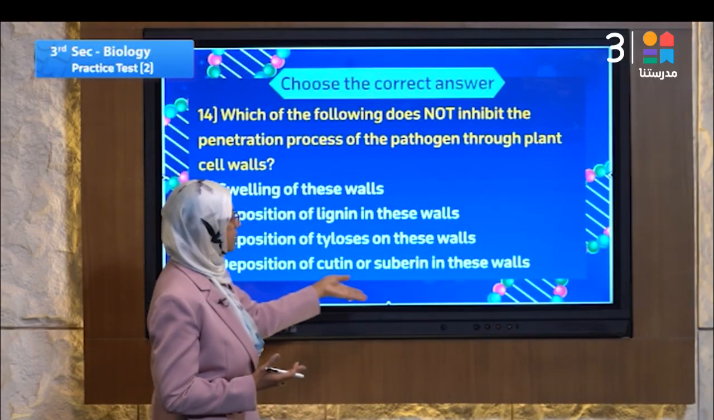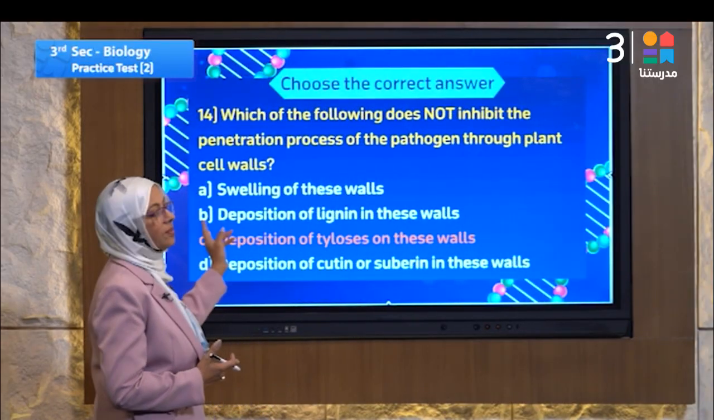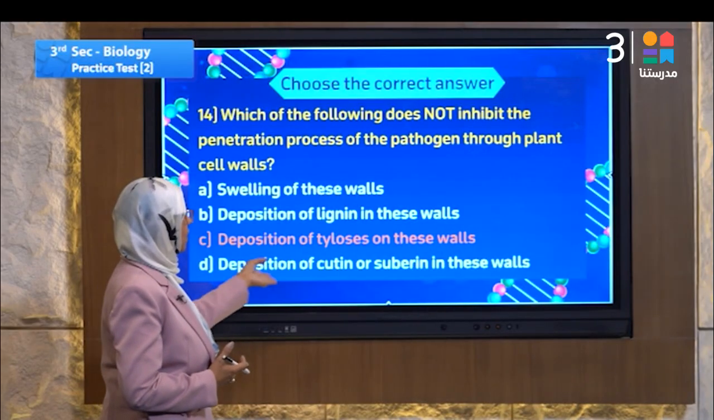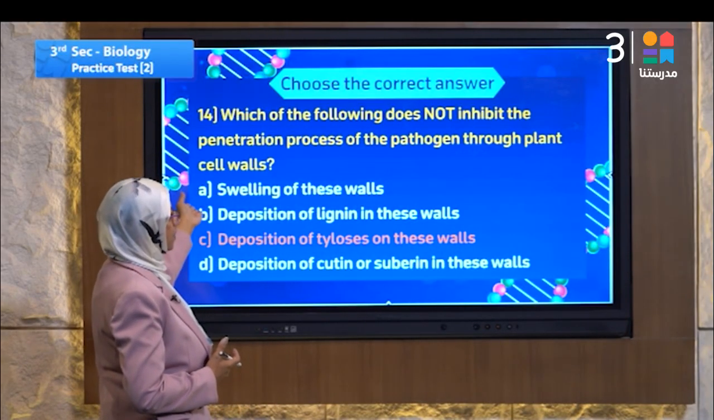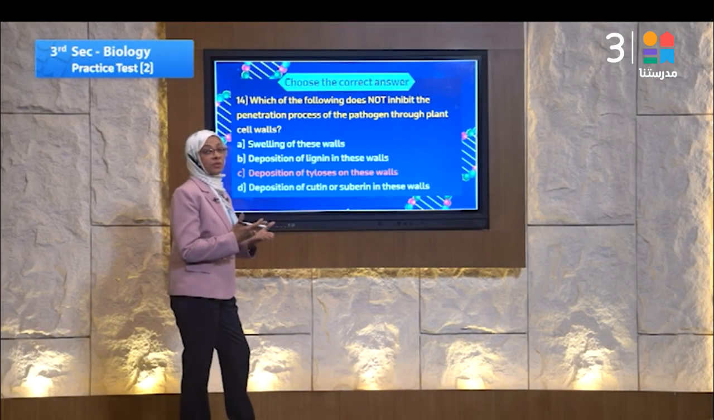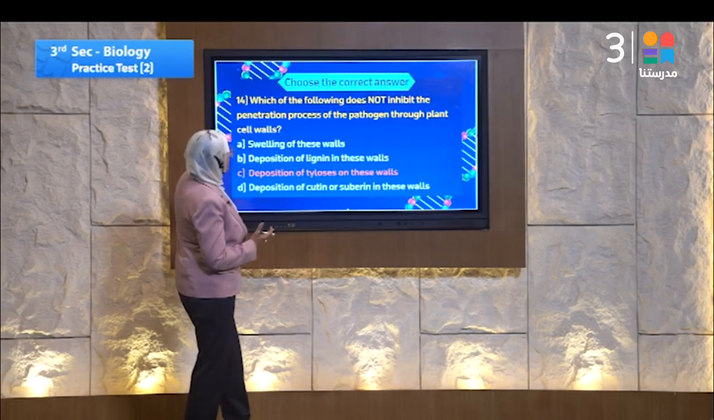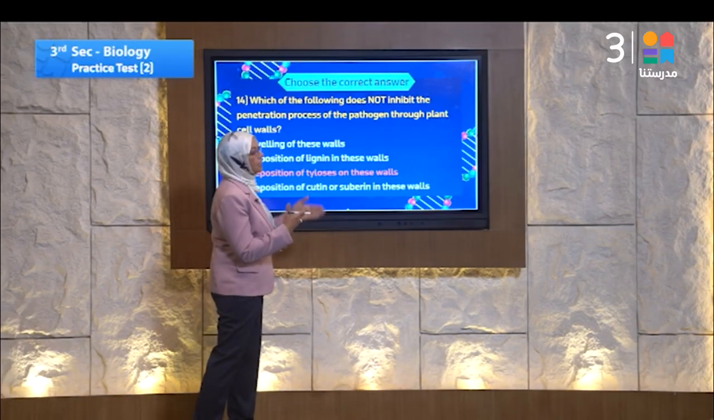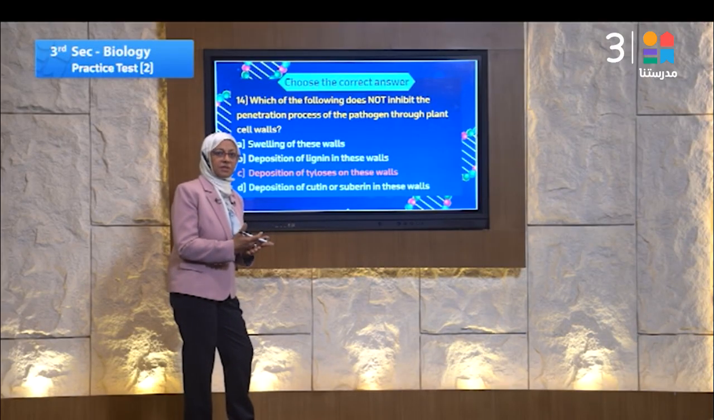Deposition of keratin and suberin in this wall, the answer must be C. C, deposition of telosis on this wall, it will not inhibit the penetration process. That means telosis is immunity to prevent the penetration of this pathogen inside the plant. So it will help in the immunity process.